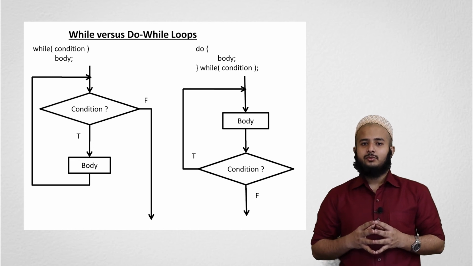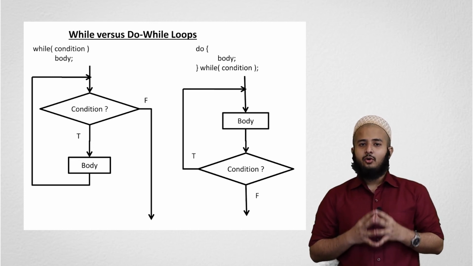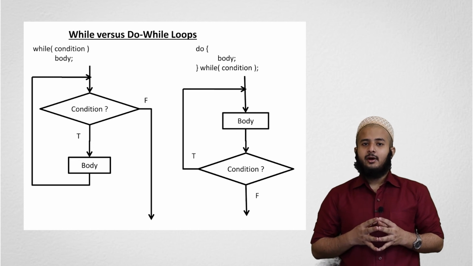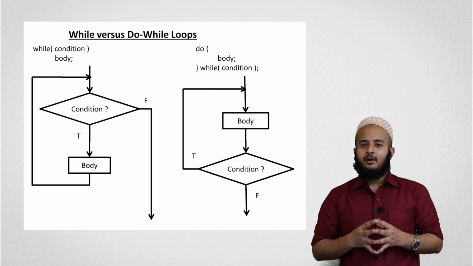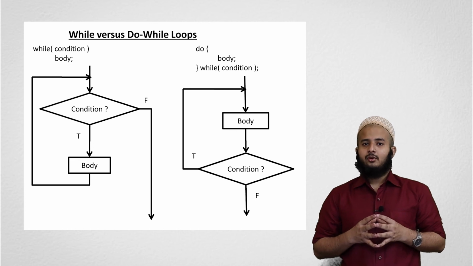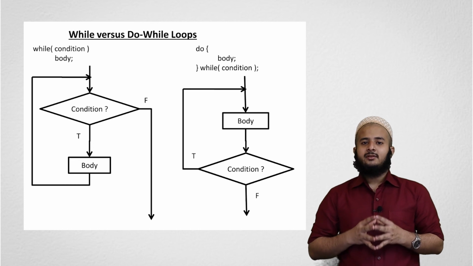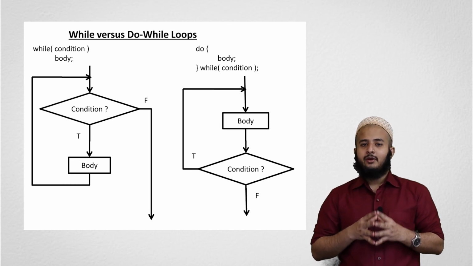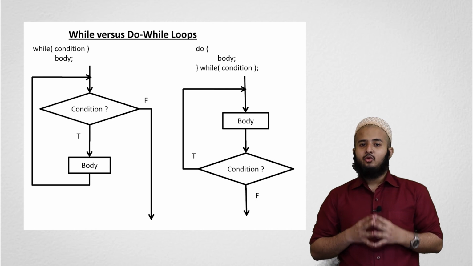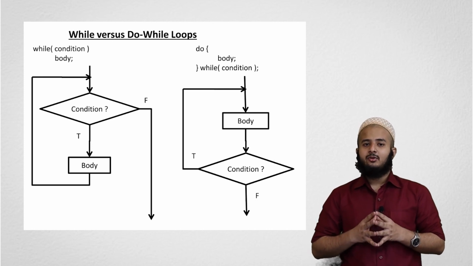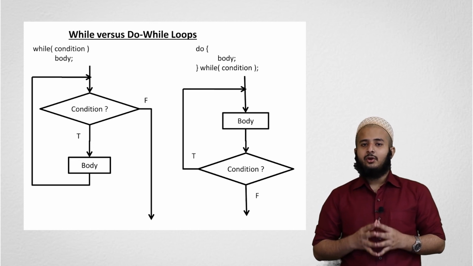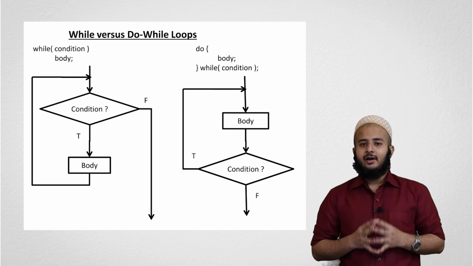The do-while loop is known as an exit control loop and the while loop is known as an entry control loop, because in the do-while loop we check the condition at the end of the loop and in the while loop we check the condition at the start of the loop. And another difference between the do-while loop and the while loop is, in the do-while loop we have to put the semicolon at the end of the loop, but in the while loop we don't have to put the semicolon at the end of the loop.